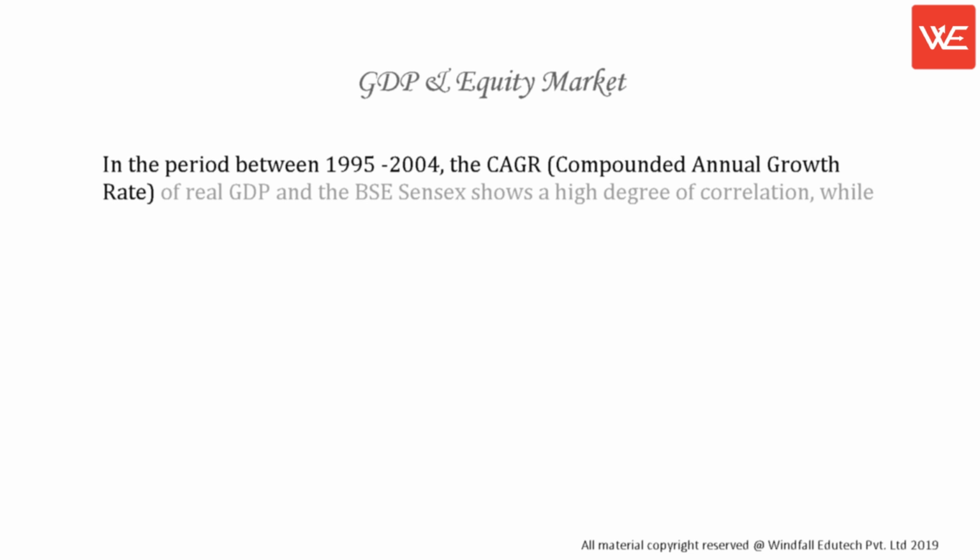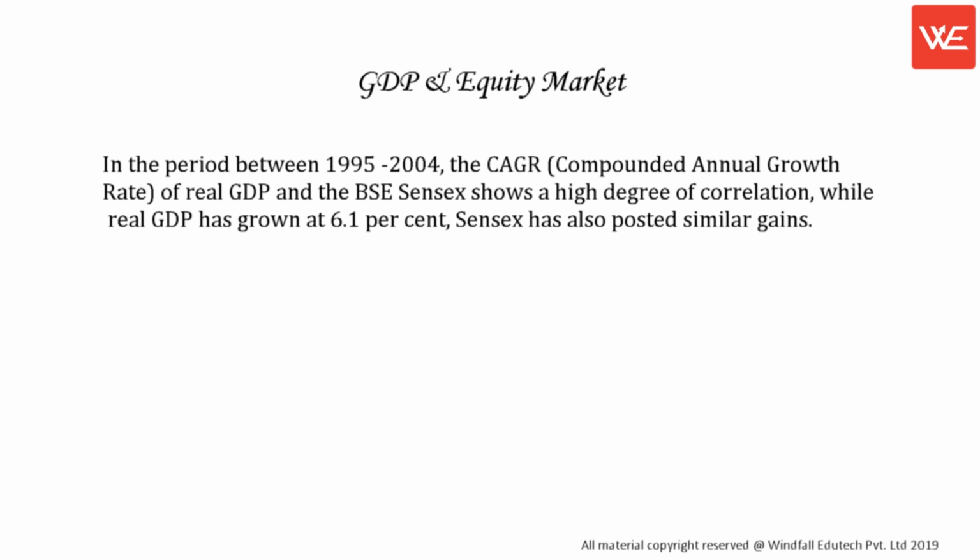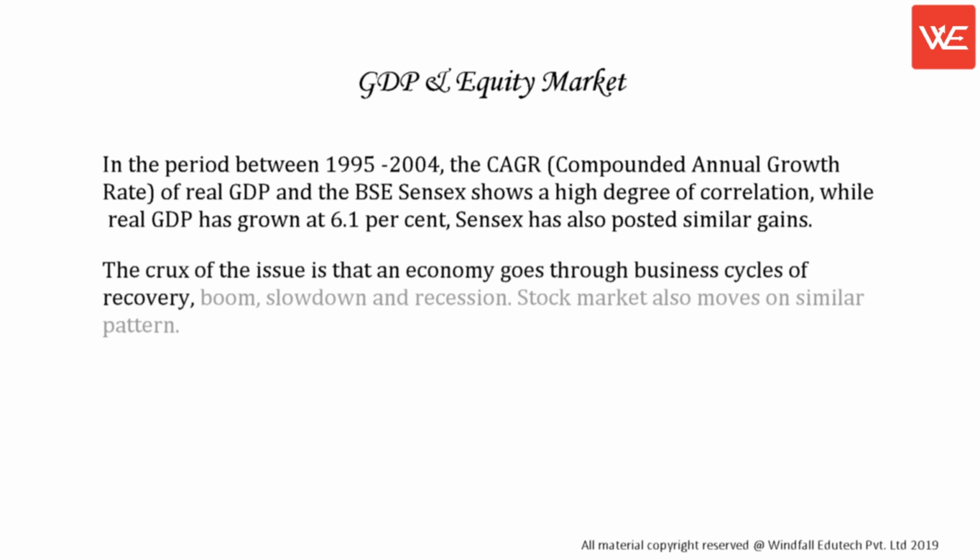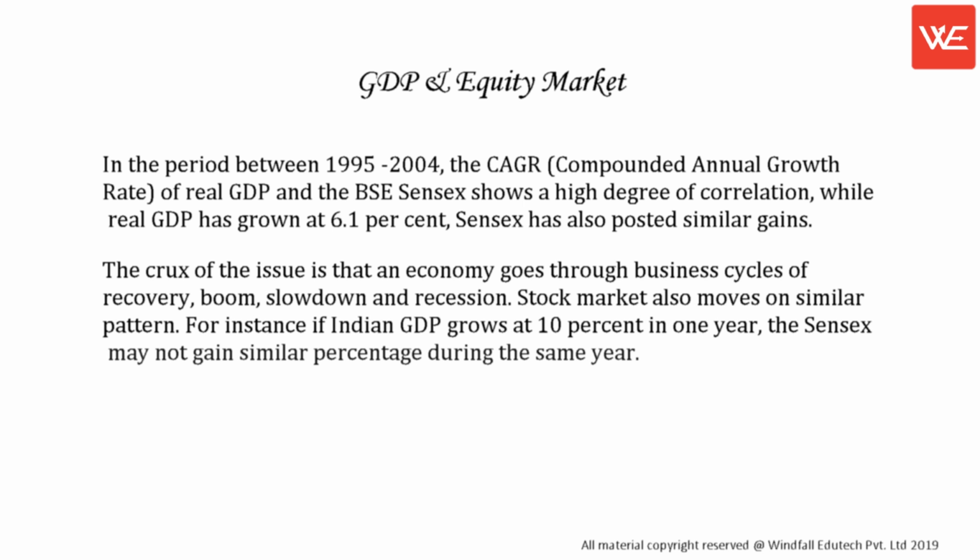In the period between 1995 and 2004, the CAGR, compounded annual growth rate, of real GDP and the BSE Sensex shows a high degree of correlation. While real GDP has grown at 6.1%, Sensex has also posted similar gains. The crux of the issue is that an economy goes through business cycles of recovery, boom, slowdown and recession. Stock market also moves on a similar pattern. For instance, if Indian GDP grows at 10% in one year, the Sensex may not gain a similar percentage during the same year. However, the relationship may hold true over the longer term.